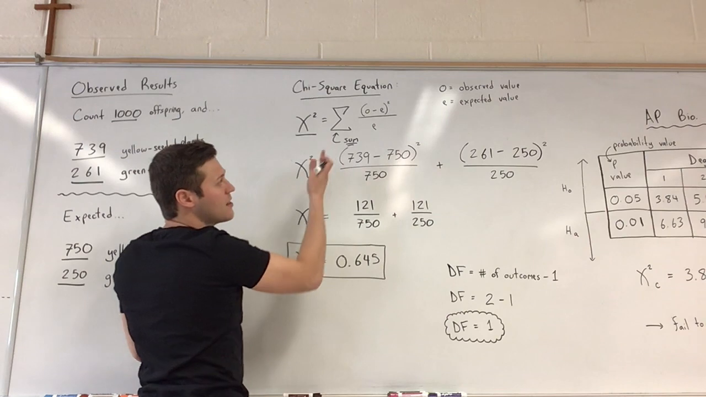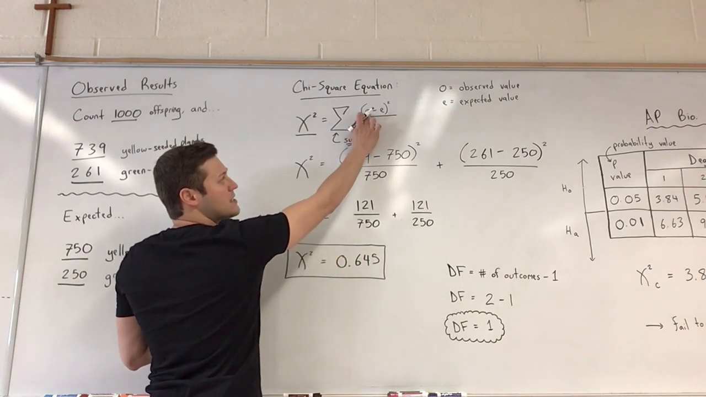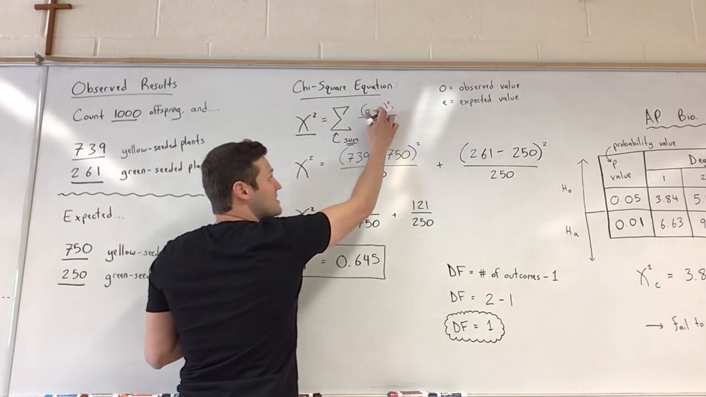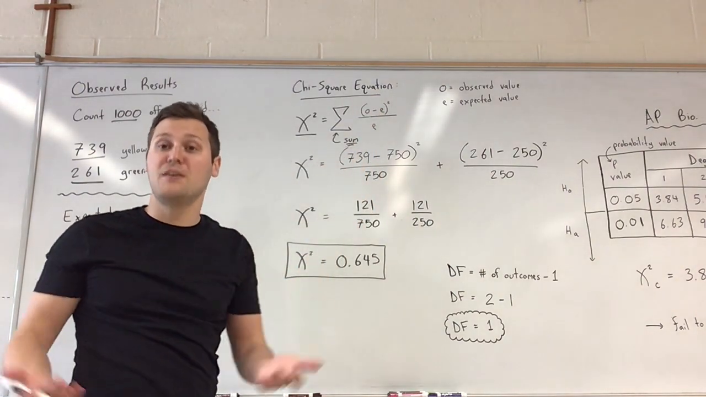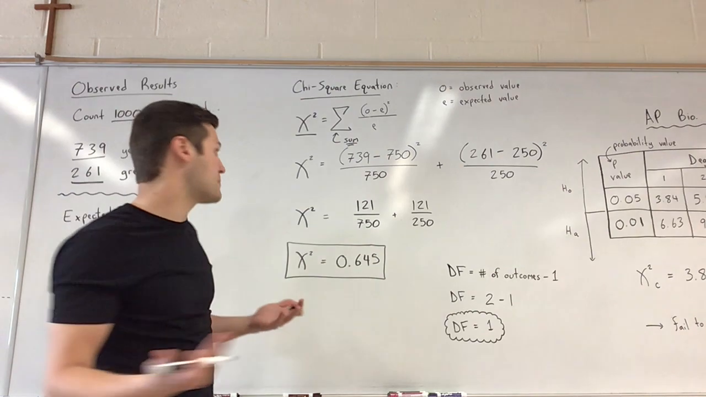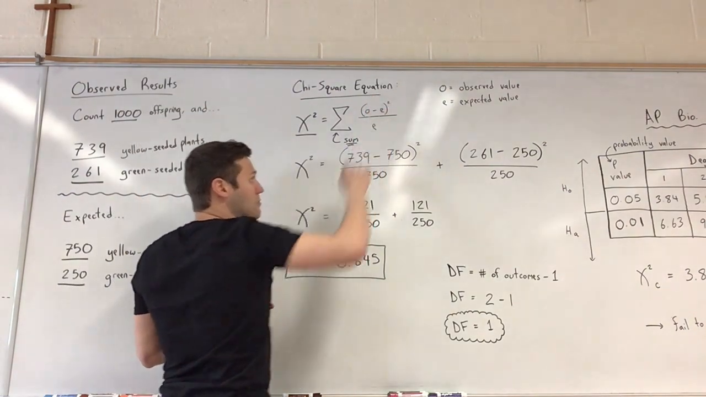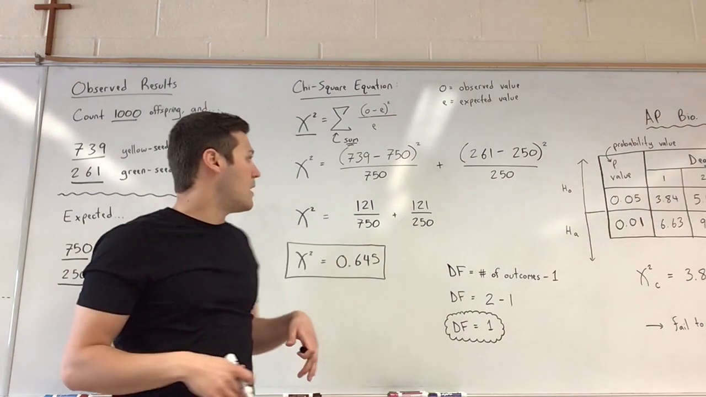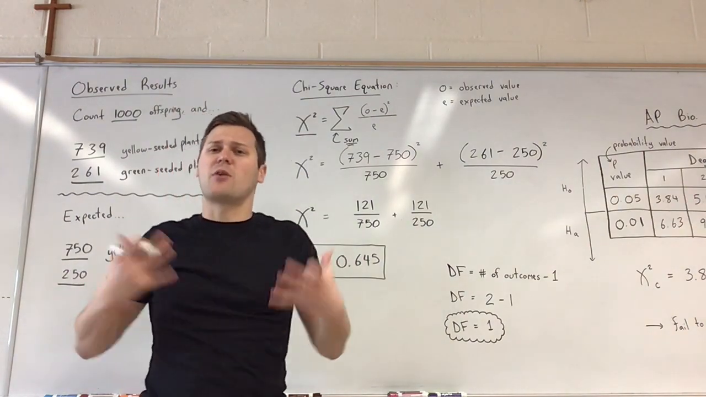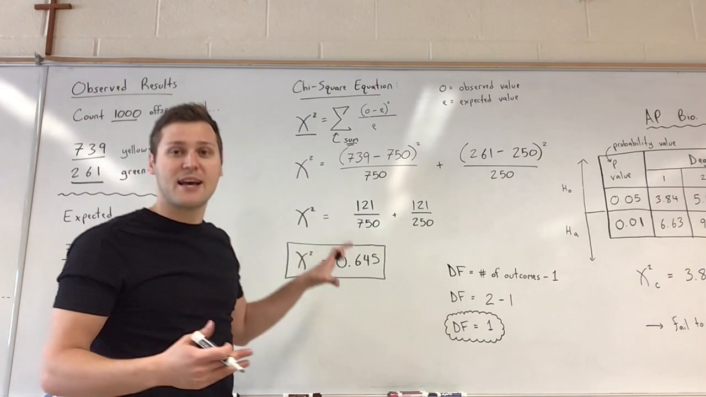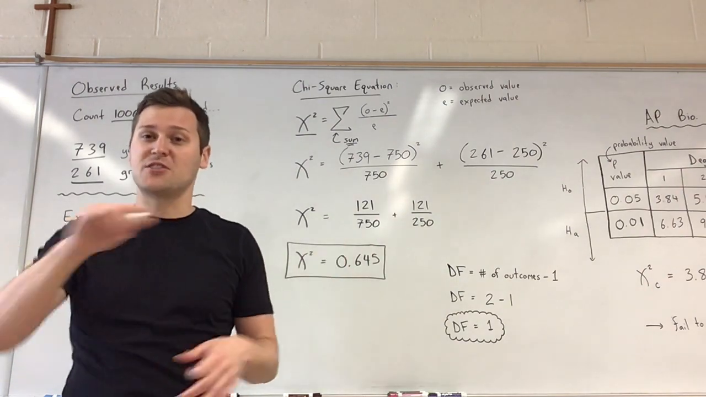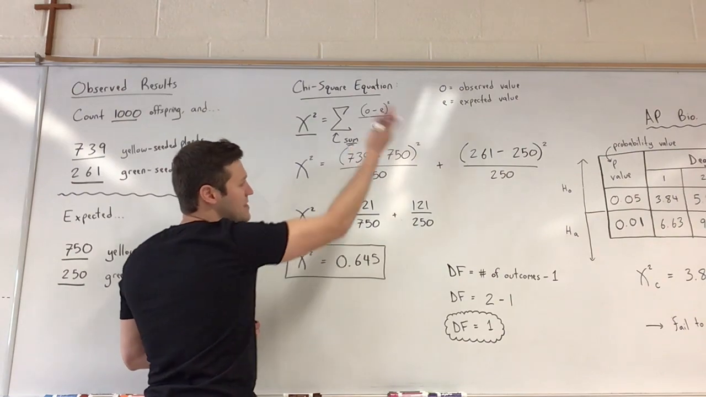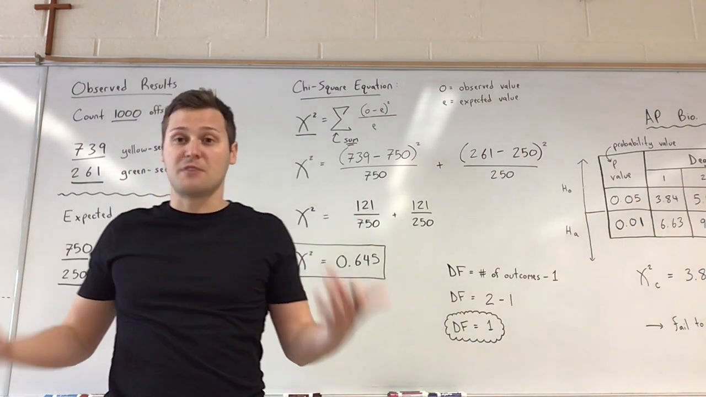So let's just say we did yellow first. We would put the observed yellow seeds, which is 739, minus the expected, we expected 750 because it's 75% of the offspring. We square that. We square it because we want to get rid of any negative numbers, or we want to keep our numbers positive in this particular test, which is why whoever came up with this equation squared it. And then you divide that by the expected value. So in this case, if it's yellow, it's 750.